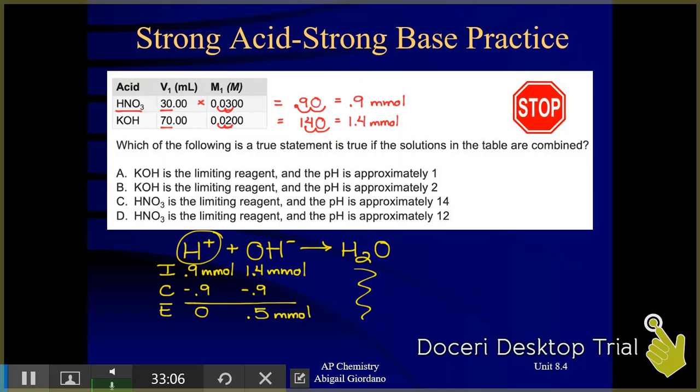Okay, we are supposed to figure out not only which is the limiting reactant, but what the pH is approximately. And so now that I know that the acid is the limiting reactant, I can eliminate answer choices A and B. But let's see if we can figure out approximately what this pH is going to be. And think about what you would have done, just like in the problem we just finished. I would divide this 0.5 millimoles by the total volume, which is 100 milliliters. Let me bring this over here. So that's going to leave me with this.